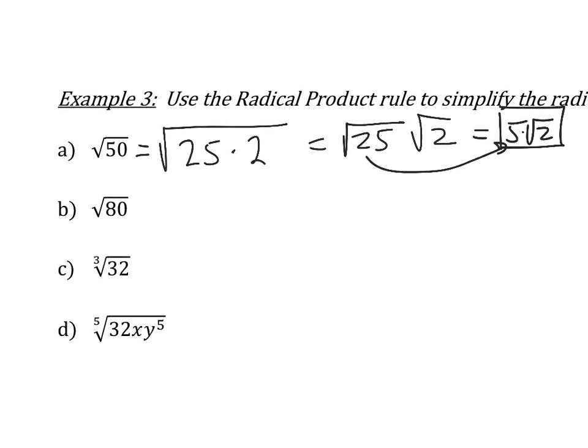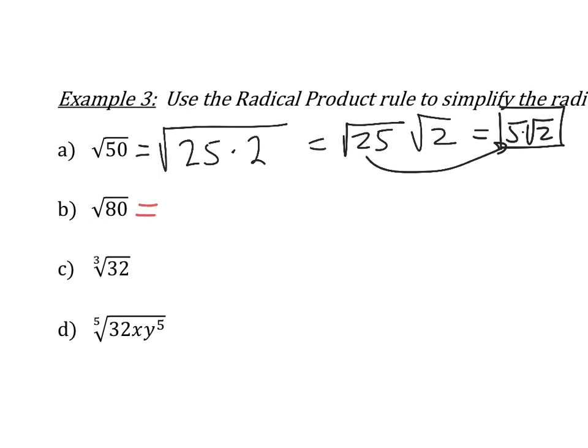Now notice this. It would not help us. This would not work to break this up into 10 times 5. Because if we break it up into the square root of 10 times the square root of 5, I don't know the square root of 10. I don't know the square root of 5. All right? So that doesn't help us. So when we're using this technique to rewrite radicals, we want to find a number that is a perfect square that we can take the square root of.